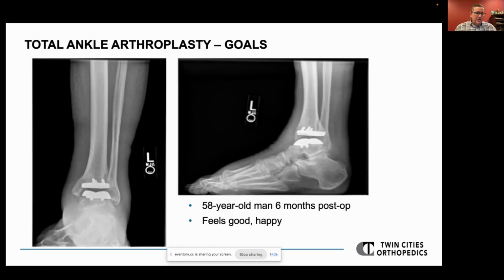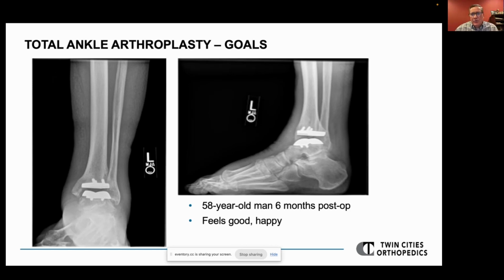So this is another patient of mine. This is a 58-year-old man who had developed ankle arthritis from a post-traumatic situation. He'd had a previous fracture and then had ended up with post-traumatic arthritis. I did a primary ankle arthroplasty on him using a different implant. He came to see me at his 6-month post-op visit.